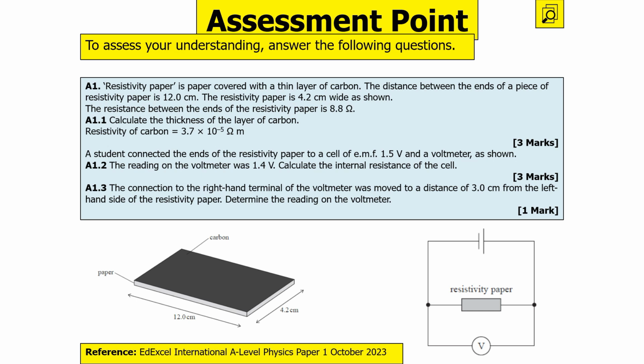A student connected the ends of the resistivity paper to a cell of EMF 1.5 volts, and the voltmeter is shown. The reading on the voltmeter was 1.4 volts. Calculate the internal resistance of the cell. Then the connection to the right hand terminal of the voltmeter was moved to a distance of 3.0 centimeters from the left hand side of the resistivity paper. Determine the reading on the voltmeter. So pause the video now, then unpause the video when you want to go through your answer.